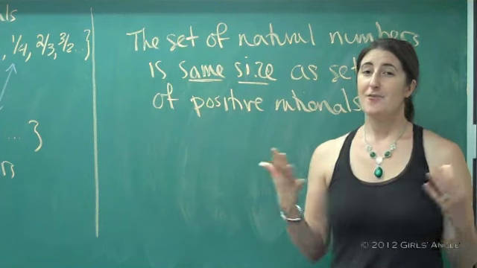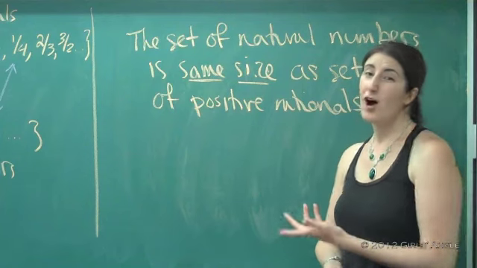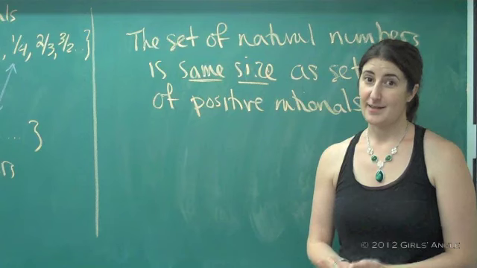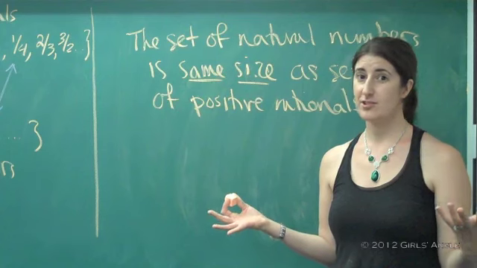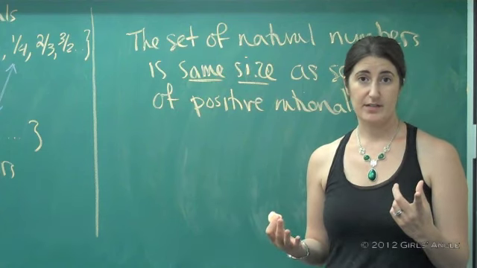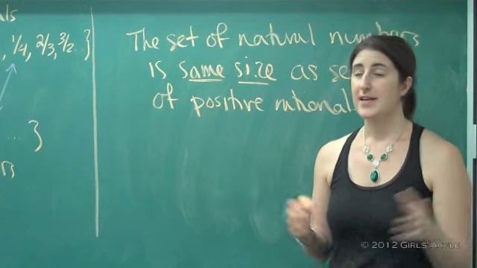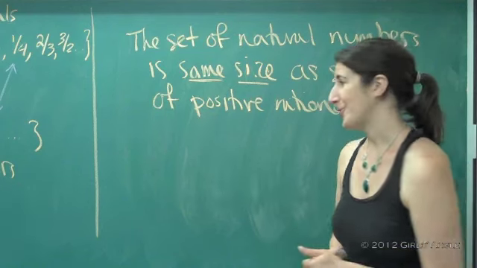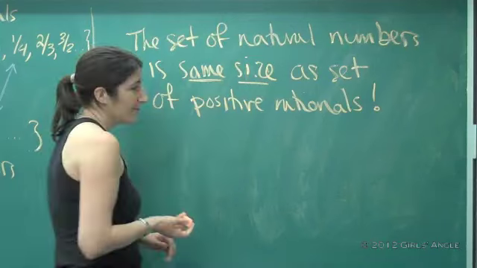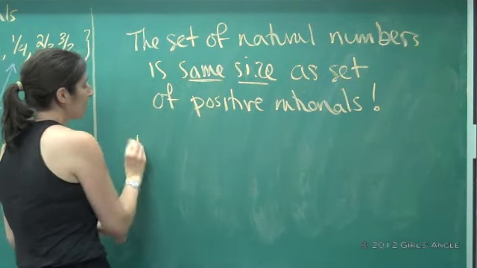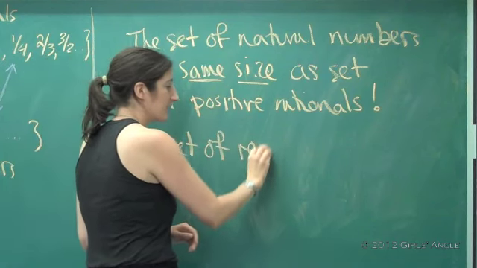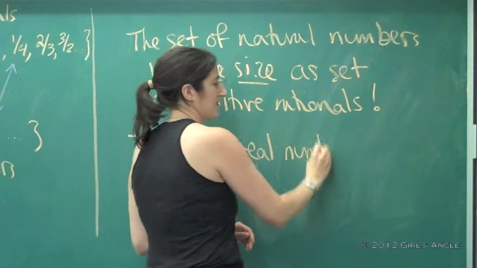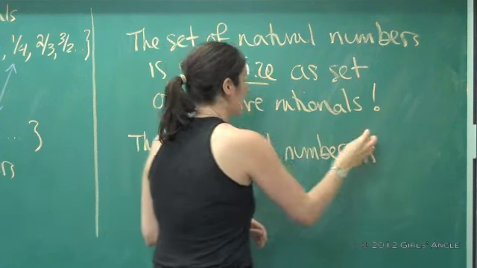So you might then think, maybe all infinite sets are the same size. I mean, if the natural numbers are the same size as all of the fractions, maybe there's just one size of infinite sets, and that's it. But actually, that's not true. So not all infinite sets are the same size. If we look at the set of real numbers, the set of real numbers is bigger.